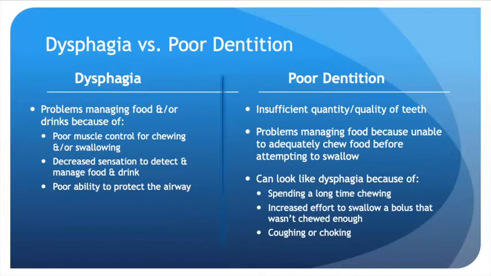Poor dentition, on the other hand, is insufficient quality or quantity of teeth. And they might have a problem managing their food because they're not able to adequately masticate or chew their food before attempting to swallow. And so this might look like they're spending a long time chewing, increased effort to chew and or swallow a bolus that wasn't chewed enough. And it could be coughing or choking as well, because perhaps the bolus was not adequately chewed.